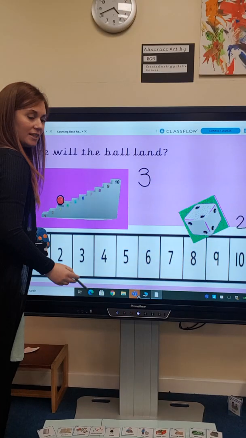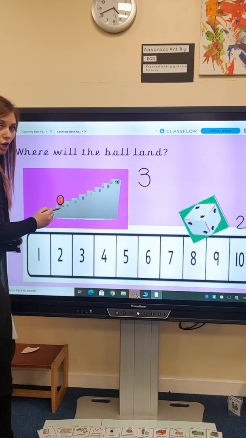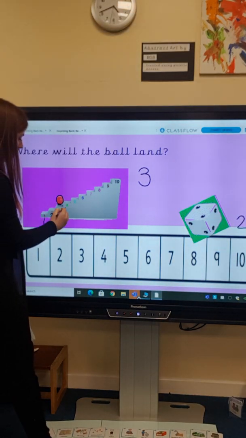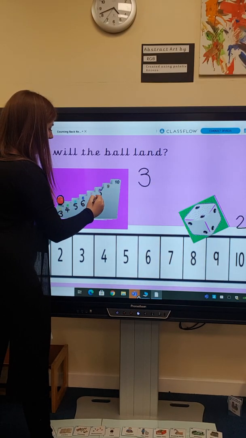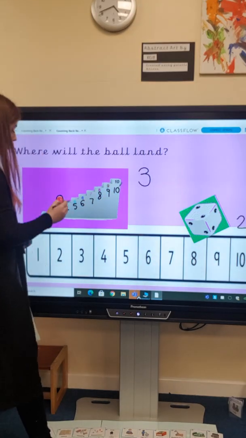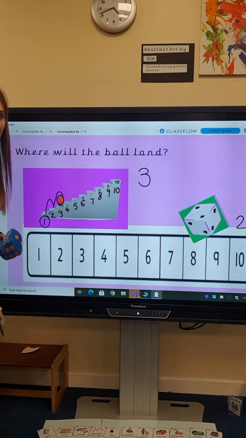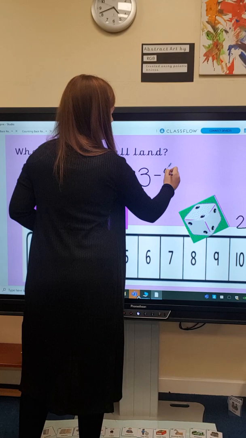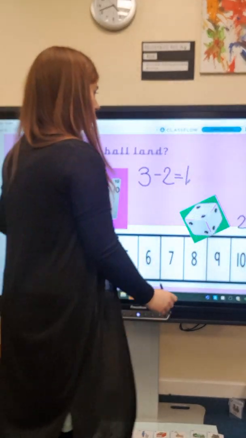So I'm going to start on step number 3 and bounce back 2. Let's put the numbers on the stairs. 1, 2, 3, 4, 5, 6, 7, 8, 9, 10. So if I go in at number 3, 1, 2. It's landed on step number 1. So 3 subtract 2 equals 1.